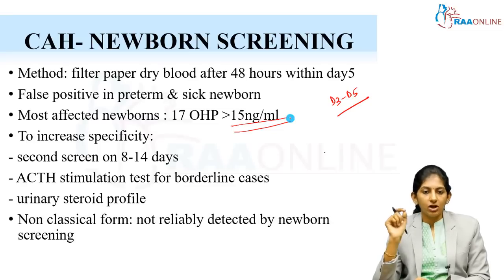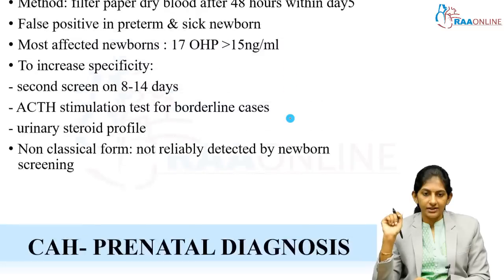The non-classical form, of course, will not be reliably detected. Only when you have a high index of suspicion and have the values in mind will you repeat it, do the ACTH stimulation, and only then will you identify it.